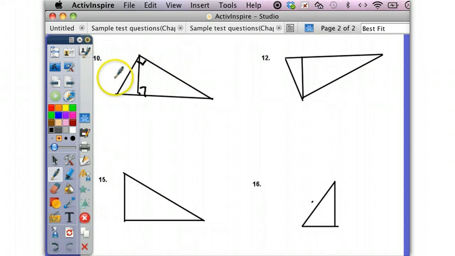Number 10. You know the bottom two. The H. What do we know? That's 3. Alright. Do we know this? Yeah, 12. How about this? X plus 5. Alright, let's do this one together.